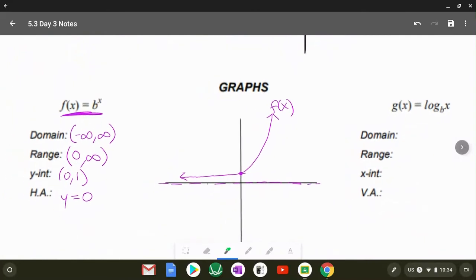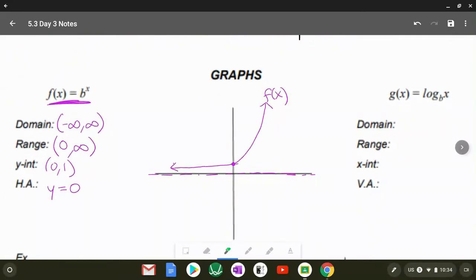Checking out the graphs of these log functions. I already started, so if you want to write that down, we already did the exponential functions yesterday, so I put it on there for you. Remember, the domain of all exponential functions is negative infinity to infinity. The range is from the horizontal asymptote, which is 0, to infinity for the base function. The y-intercept is (0, 1), and again, the horizontal asymptote is y equals 0.